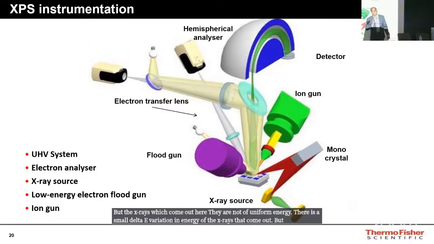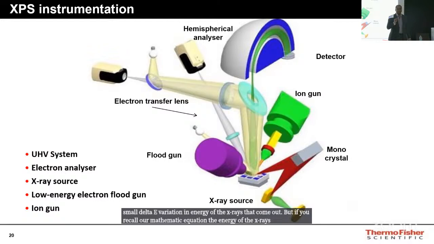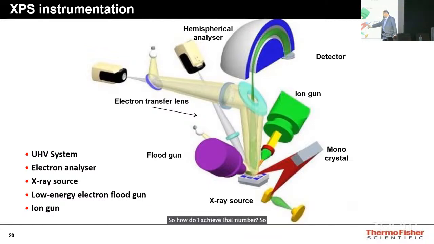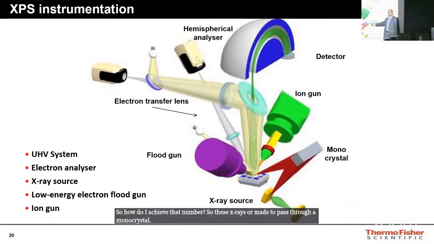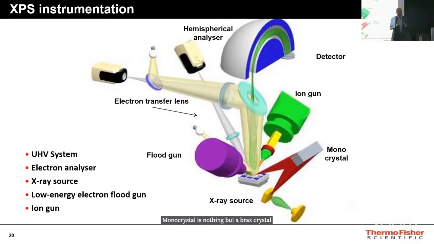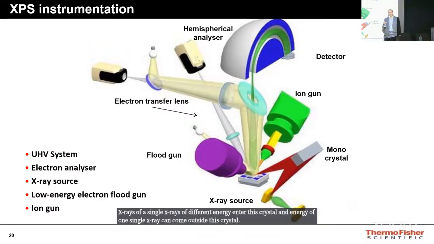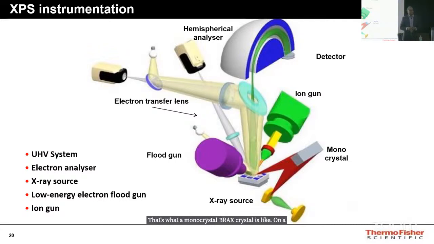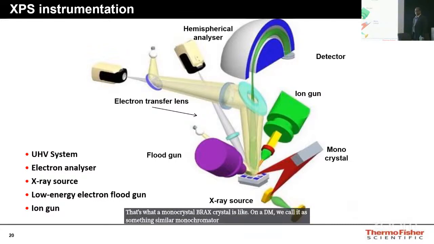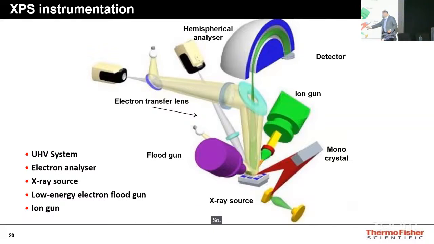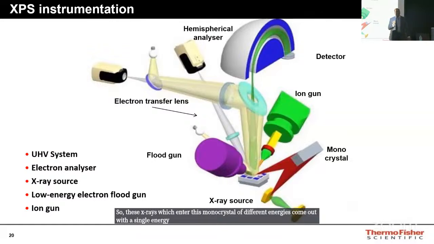But if you recall our mathematical equation, the energy of the X-rays plays a very important role and it has to be a constant number. So how do I achieve that? These X-rays are made to pass through a monocrystal. A monocrystal is a Bragg crystal, arranged in a certain way so that X-rays of different energies enter this crystal, and only X-rays of one single energy come out. On a TEM, we call something similar a monochromator; here it is called a monocrystal. So X-rays of different energies enter this monocrystal and come out with a single energy, which is 1486 eV.